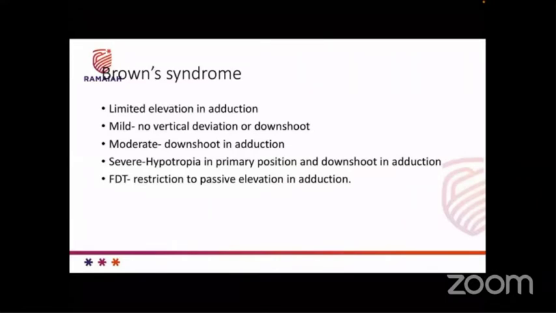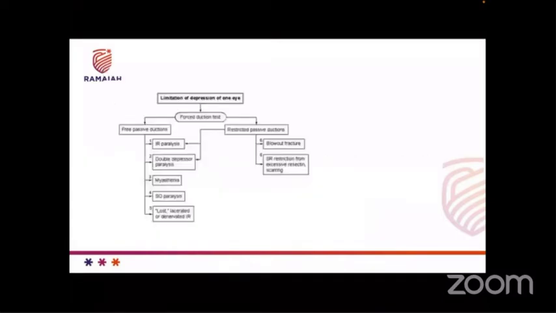If it is mild, there is no vertical deviation or a downshoot. Moderate, there is a downshoot in adduction. And in severe, there is hypotropia in primary position and a downshoot in adduction, as was shown in the picture. And when you do a force duction testing, there's restriction to passive elevation and adduction.